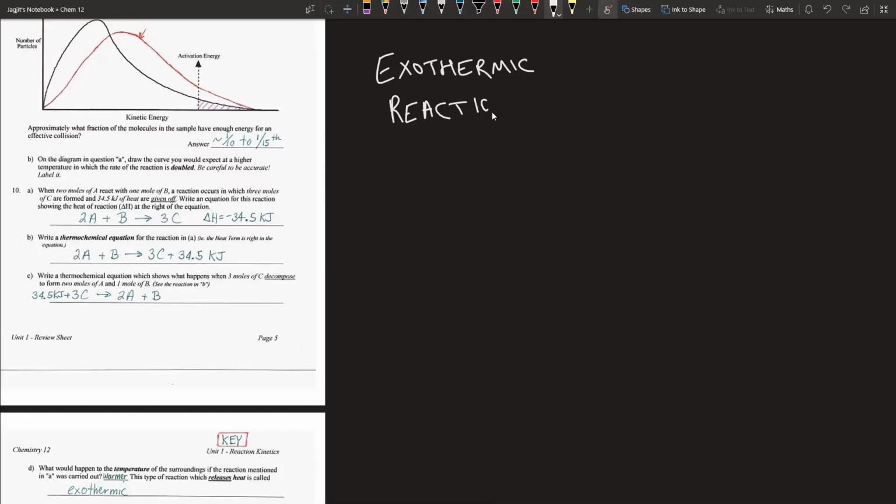So, do you remember the definition of exothermic reaction? In exothermic reaction, heat is released into surroundings. In exothermic, heat is released into surroundings. I want you to remember that.